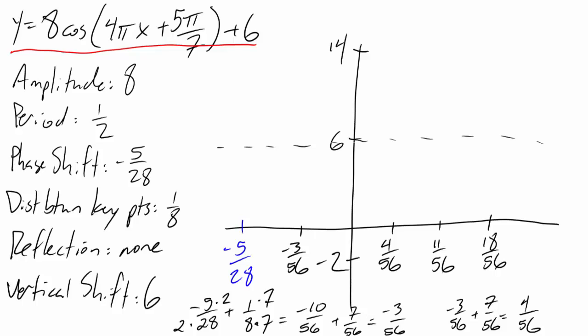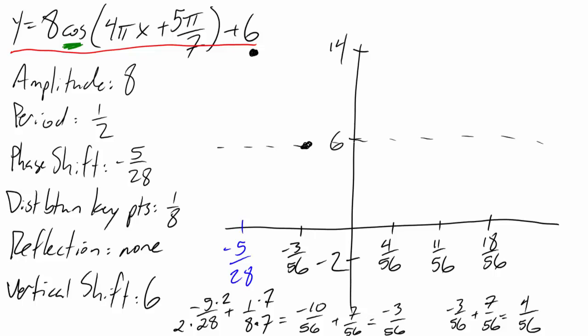Now the fact that we have a cosine for our key function here tells us that we're going to either start at the top or bottom of our graph, depending on where we were going to begin. Cosine typically starts at the top, so that would be right about here, at our point, negative 5 over 28, comma 14. And remember, there were no reflections, so that's where we're going to stay. Our next point would be at our 0, which means it's going to be back at our center line here at, excuse me, negative 3 over 56, comma 6.